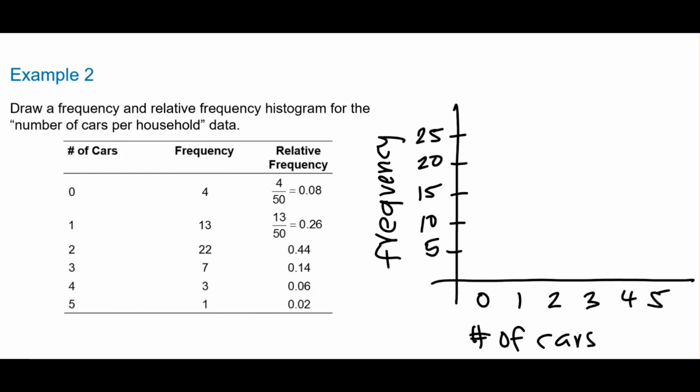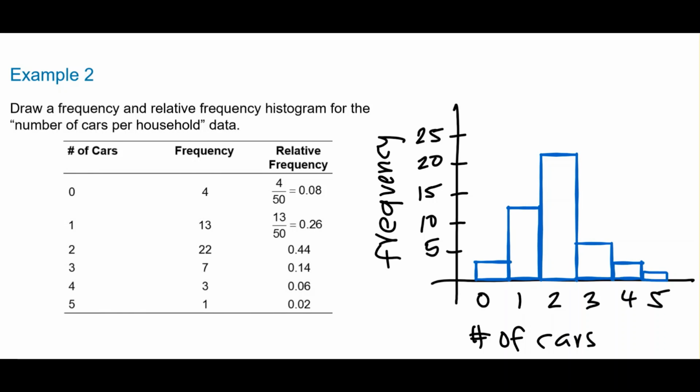Above each of the values for the number of cars, we will draw a bar that goes up to the frequency. The bars will be touching for each of the data values. For 0, we have 4. For 1, we have 13. For 2, we have 22. For 3, we have 7. For 4, we have 3. And for 5, we have 1. And this is the frequency histogram.